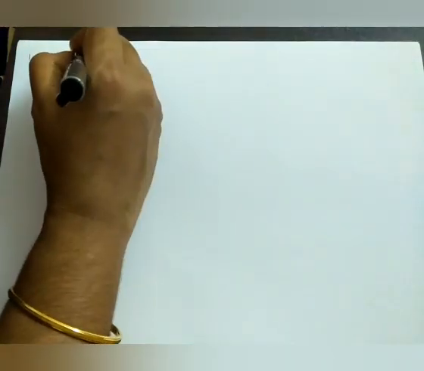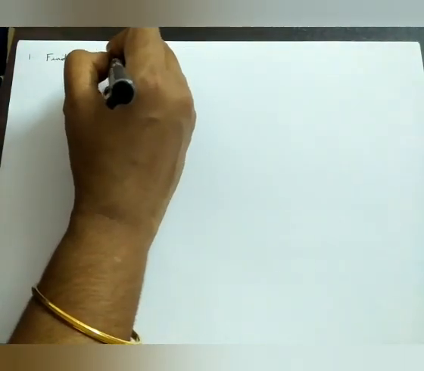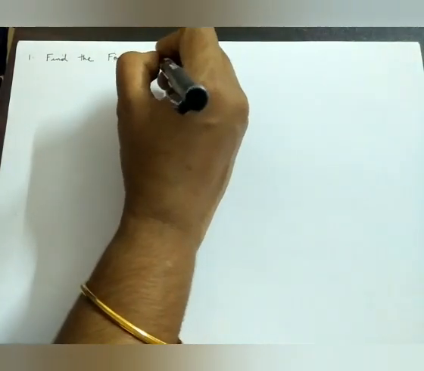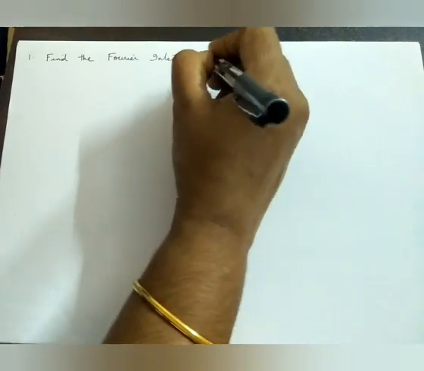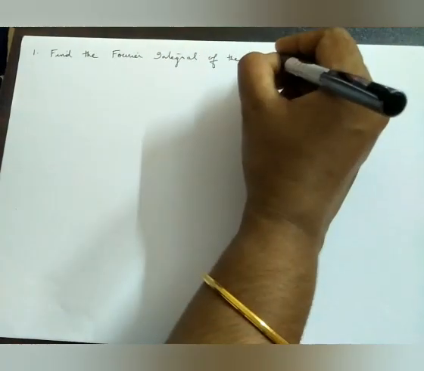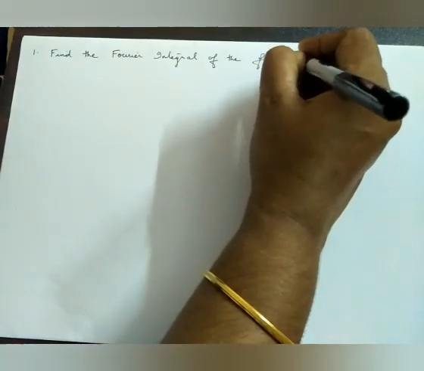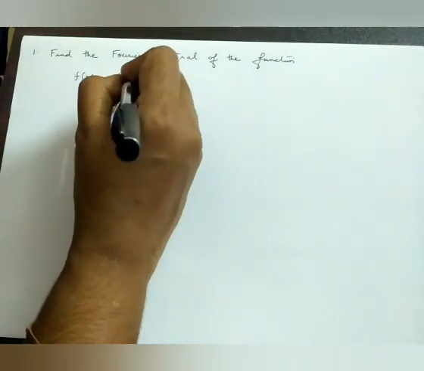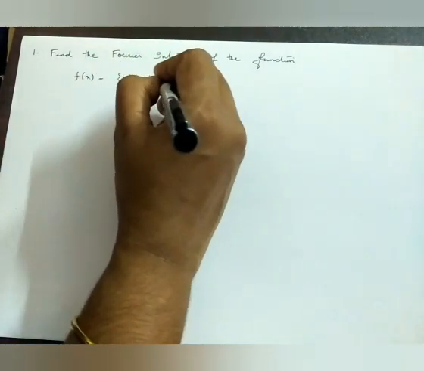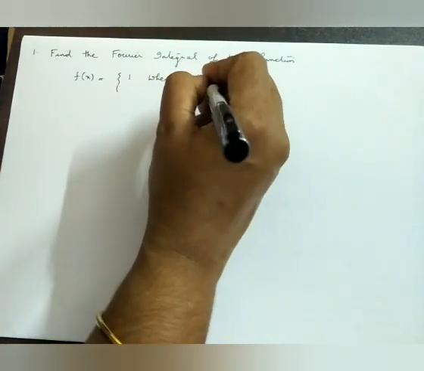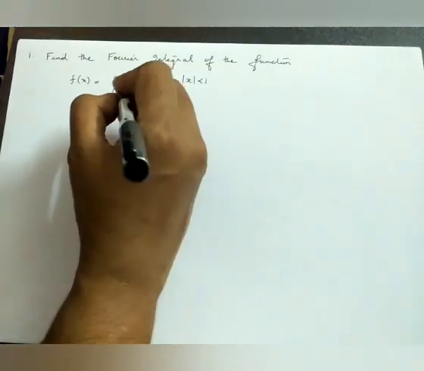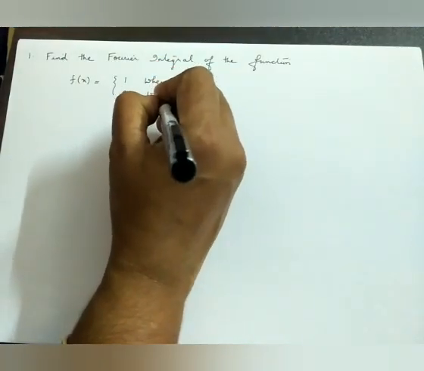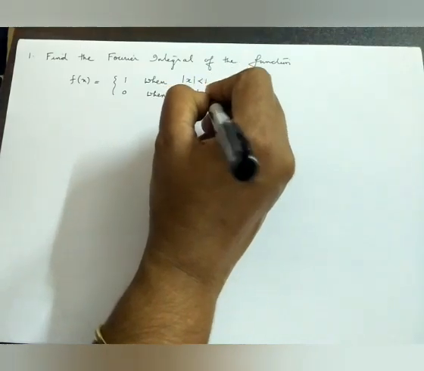Now the first question: find the Fourier integral of the function f of x is equal to 1 when mod x less than 1 and 0 when mod x greater than 1.